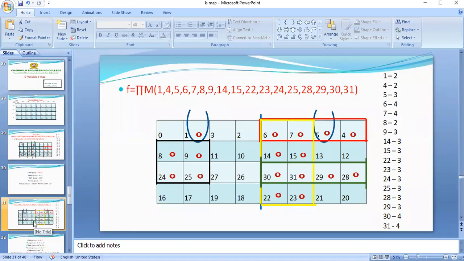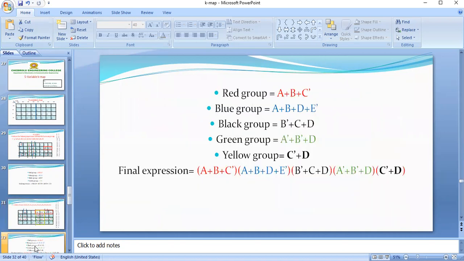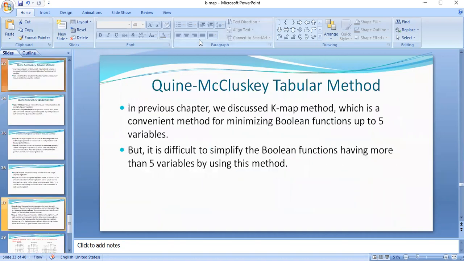So up to 5 variables. This is all about the K-map method up to 5 variables. If the number of variables increases, more than 5, it is difficult to get the simplified expression using K-map. The K-map method is only convenient up to 5 variables only.